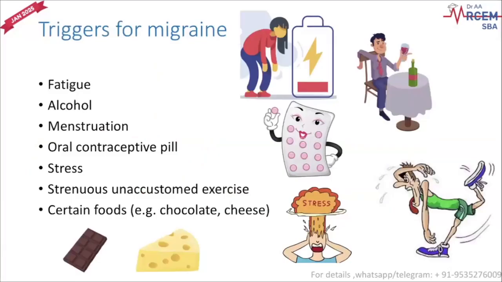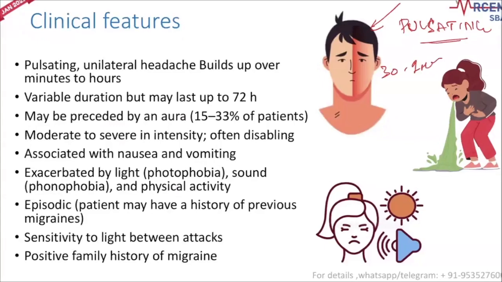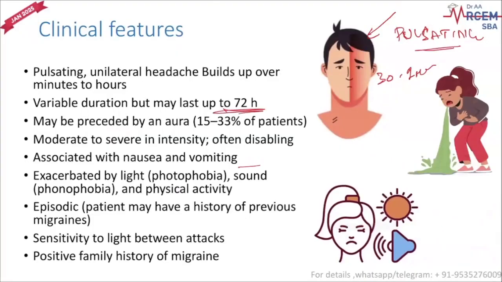What are the triggers for a migraine? Triggers for a migraine: someone who is fatigued, increased alcohol intake, someone who is taking OCPs, oral contraceptive pills, someone who does strenuous exercise or is under stress. Certain foods like chocolates and cheese can predispose to or trigger migraine attacks. What is the clinical presentation? Classically, they present with a unilateral headache, where only one half of the head is hurting them. This headache is classically described as pulsating. So it is a kind of pulsating headache that I'm having, doctor. It is continuously there, and each episode can last for 30 minutes to an hour, and sometimes it might even last for 72 hours.